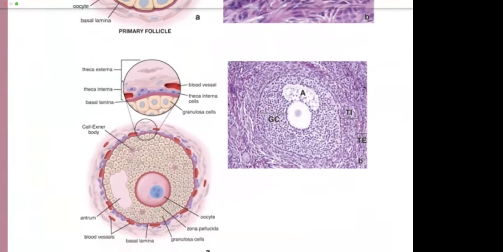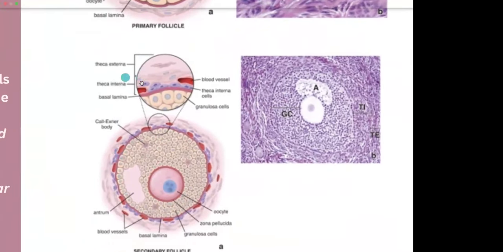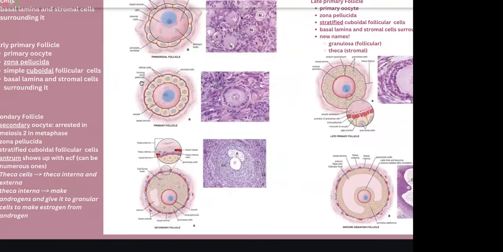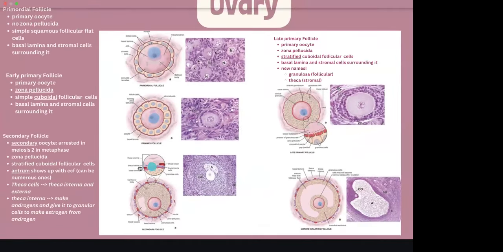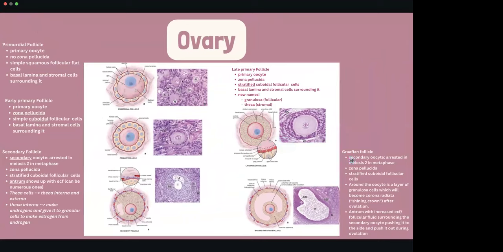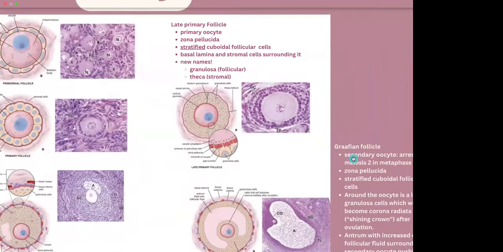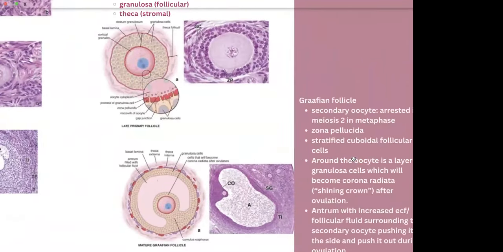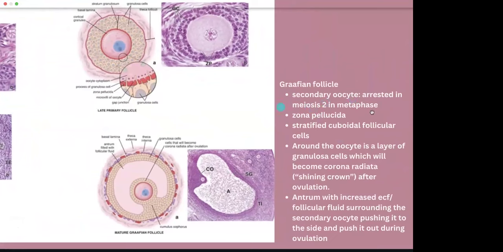I'm going to zoom in. The theca interna and the theca externa, you can see them here. Now, the theca interna makes the androgens and gives them to the granulosa cells to make estrogen from the androgens. And then lastly, we have the Graafian follicle, which is the biggest one, and it's the maximum size it's going to get. Secondary oocyte arrested in meiosis 2 in metaphase, stratified cuboidal, nothing changed here.